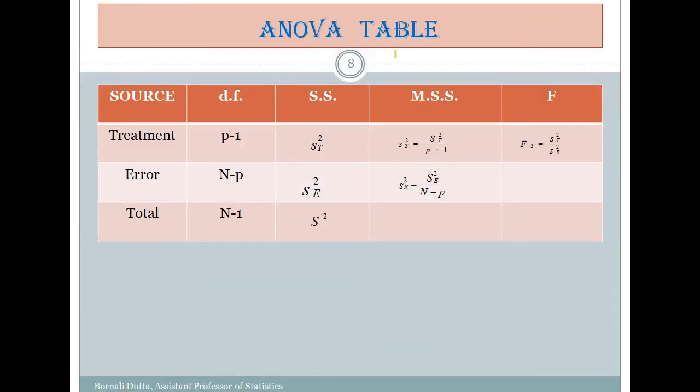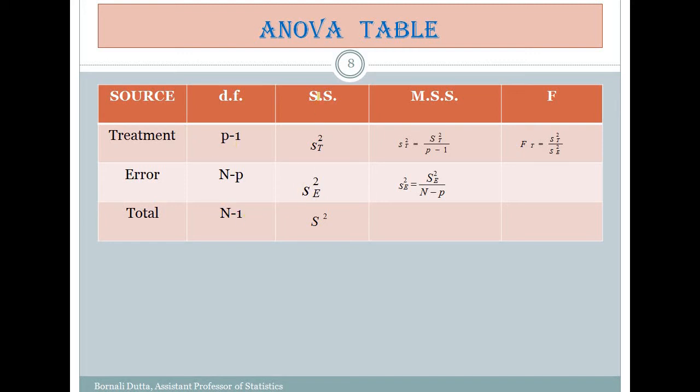The ANOVA table is here. The sources of variation are treatment, error and total variation. So for degrees of freedom, we have p treatments. So the degrees of freedom due to treatment is p minus 1 and we have total n units. So the degrees of freedom for total is n minus 1 and for error degrees of freedom we subtract the treatment degrees of freedom from the total degrees of freedom.